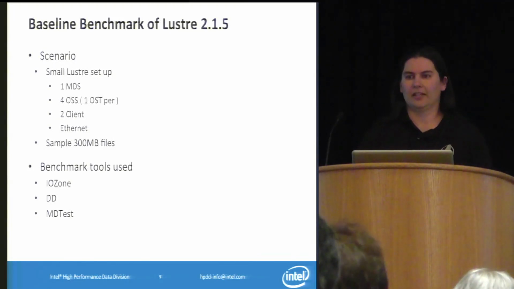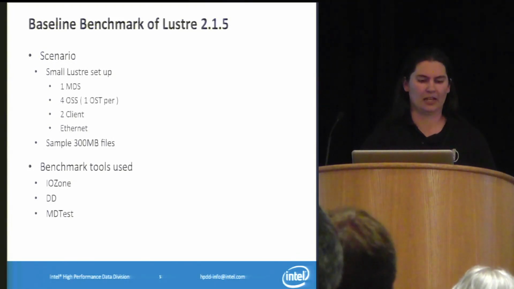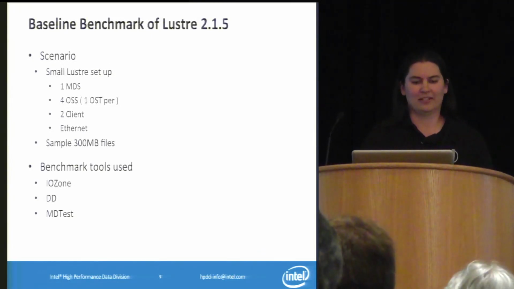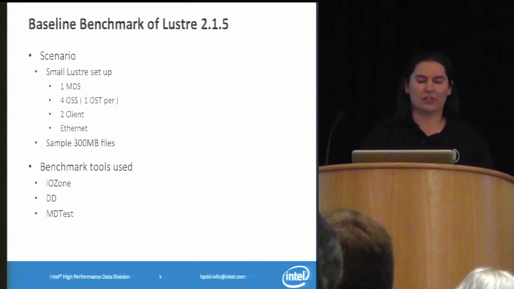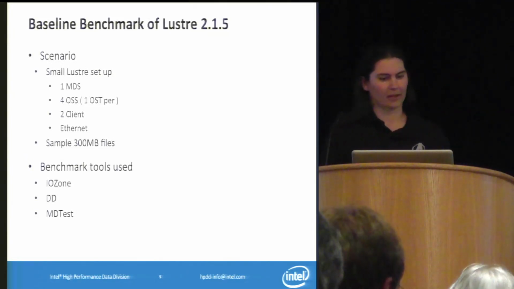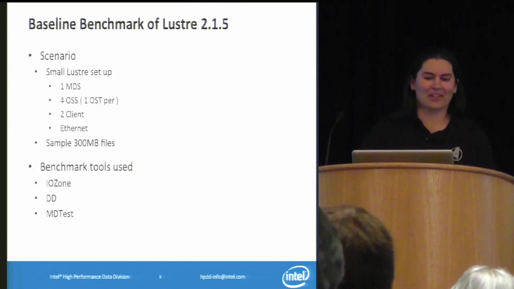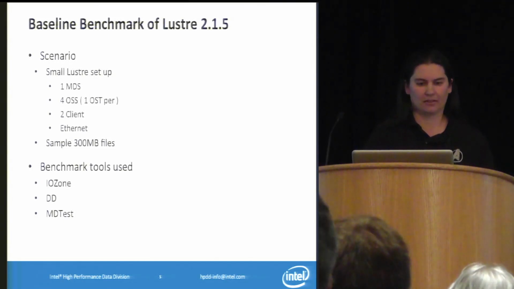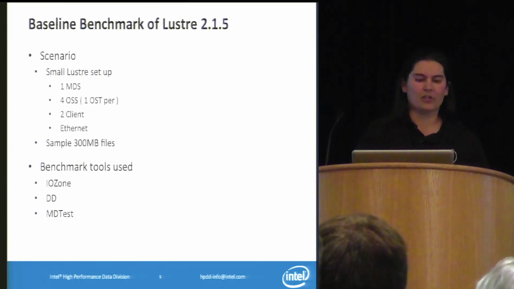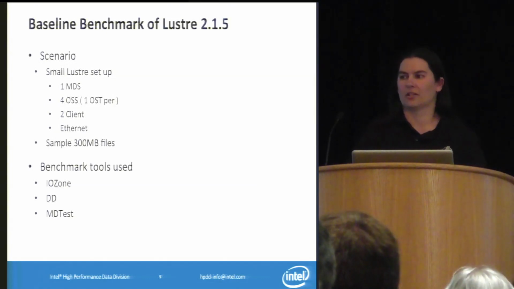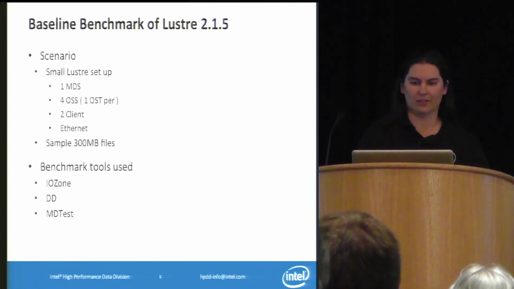So I took the 2.15 release, which is the most current maintenance release that we've got, and I set it up on, granted, a very small Lustre setup: one MDS, 4 OSSs with 1 OST per OSS, 2 clients, and this was on Ethernet because I can't afford InfiniBand in my house yet. So I took a 300 megabyte file, and that was going to be my sample file size for this benchmark. I used IOZone, DD, and MDTest to get the baseline for what I had started. So this is an out of the box 2.15 install.